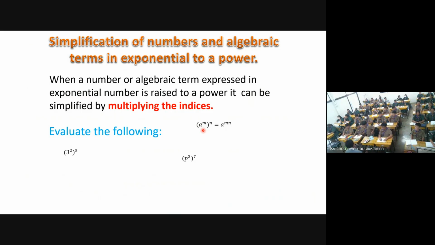Okay, everyone. This is the rule. A to the power of m to the power of n. Again, this is read as a to the power of m to the power of n. If you're raising an exponential number to another power, you're going to multiply the exponents. You're going to have a to the power of m times n.